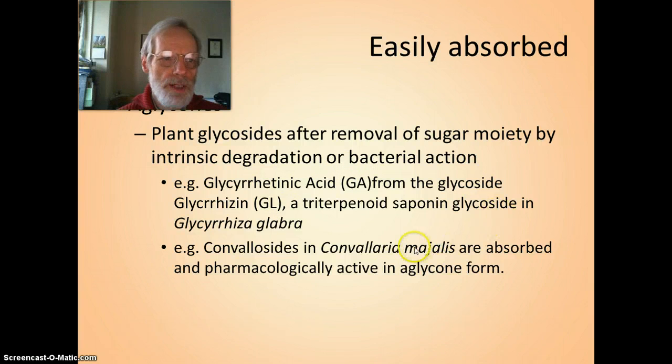So, for example, in licorice, glycyrrhetinic acid is the aglycone from glycyrrhizin, and the GA will be more readily absorbed than the GL. And Convallaria, similar to foxglove, Digitalis, the convallatoxins are absorbed in the aglycone form. So again, you probably need a good gut flora to get the best out of these remedies.